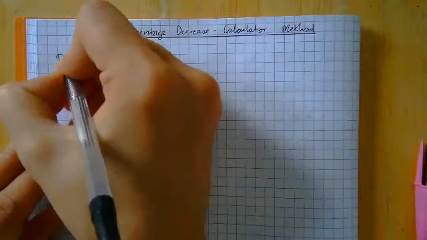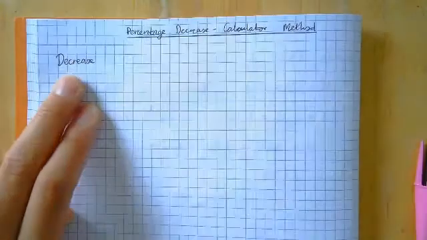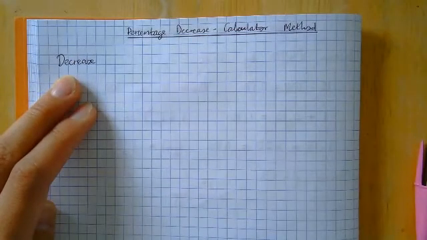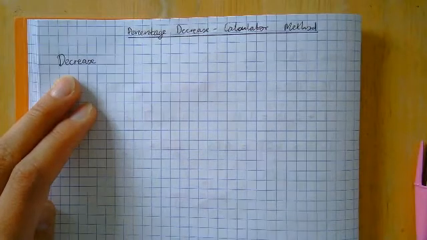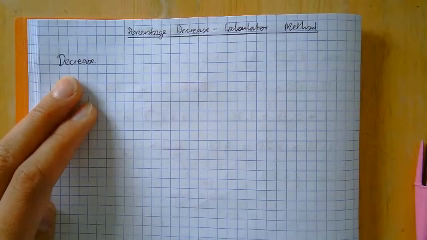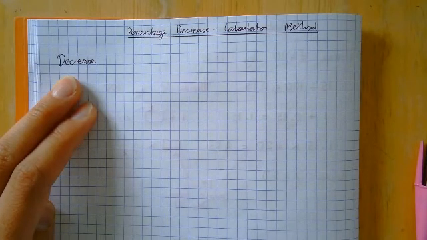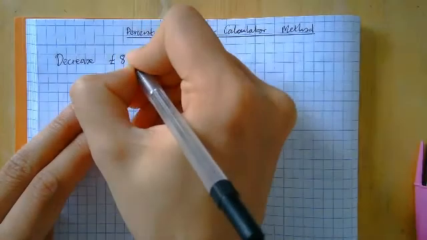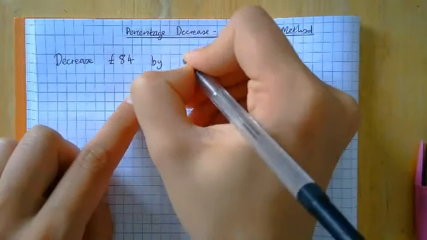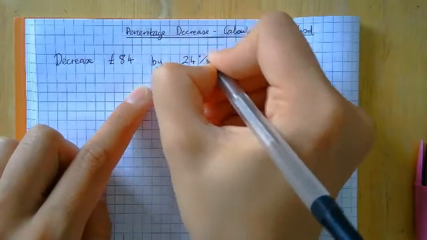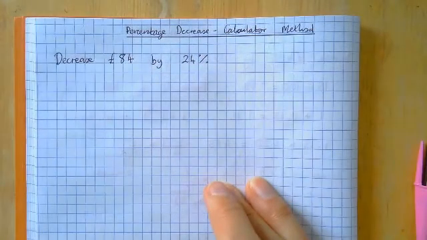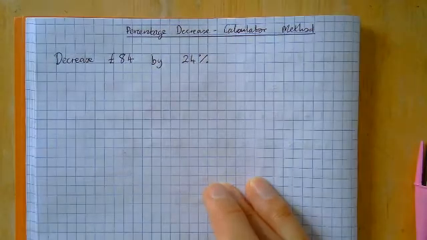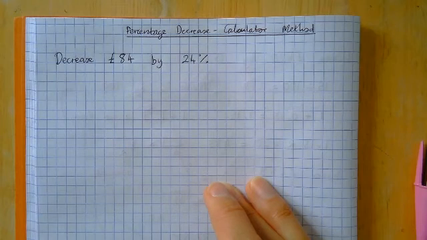Okay, so let's have a look. This time, instead of the shop wanting to increase the price of everything, the shop maybe has a sale. So you know when you go into a shop and it says 25% off, that is a percentage decrease of 25%. They've taken all the prices and reduced them by 25%. Let's do another money example. Let's decrease £84 by 24%. It's a bit of a random sale. Something did cost £84 and the price is being decreased by 24%.